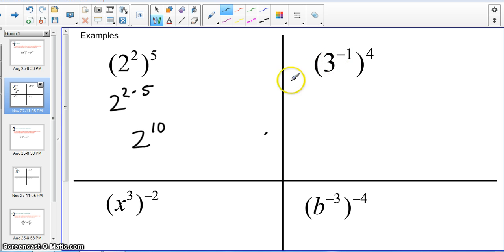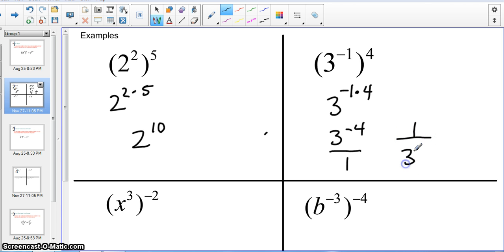So the next one, I have 3 to the negative first, then that raised to the 4th. So I take 3 to the negative first times 4. So I get 3 to the negative 4th. Now the thing is, we do not like negative exponents. So where should this term go to make that exponent positive? If you think about it right now, it's this number over 1. So to make that exponent positive, it would go on the bottom. So 1 over 3 to the 4th.